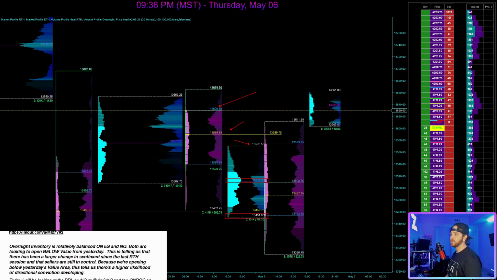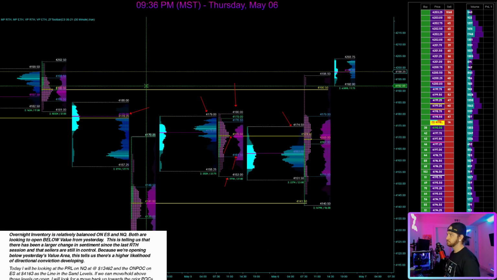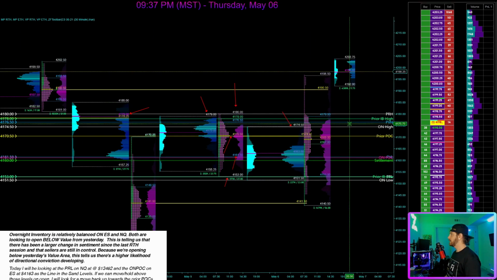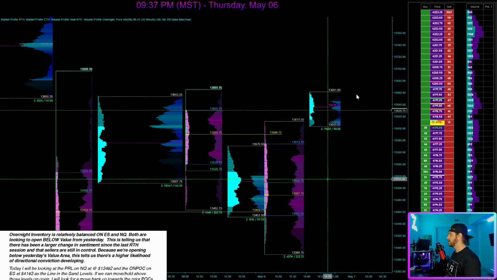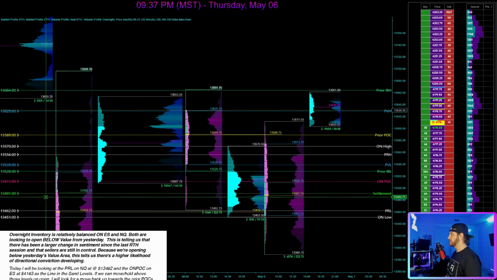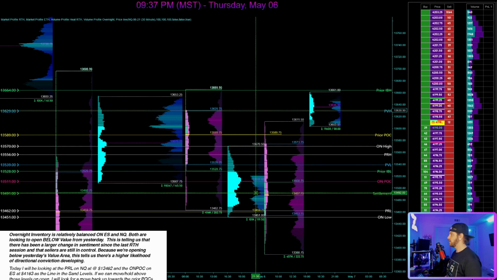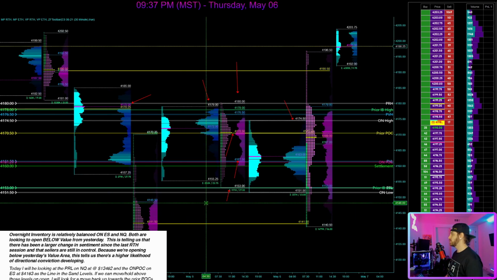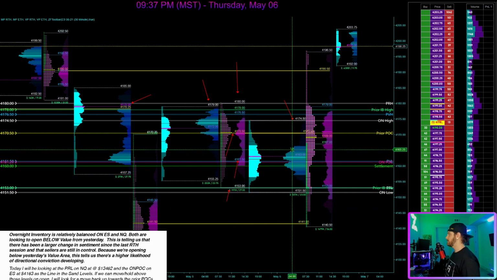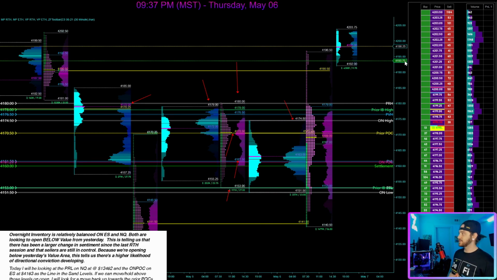So I will scroll down a little bit here and we will get into my pre-market analysis, starting with the overnight inventory. If I pull up my levels here, you can see that I have settlement right here at 4160 on ES. And on NQ, we've got settlement at 13,491. So both of these settlement levels are relatively balanced. We don't have a profile that's 100% short or long. When we have it closer to the middle of the profile, I call that a relatively balanced profile, meaning that there hasn't been a significant change in sentiment since the last session.